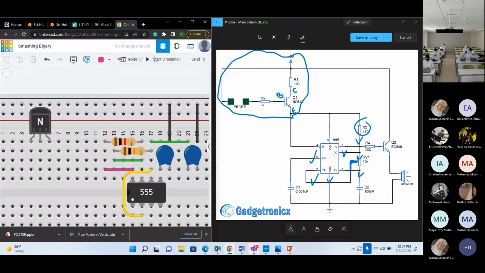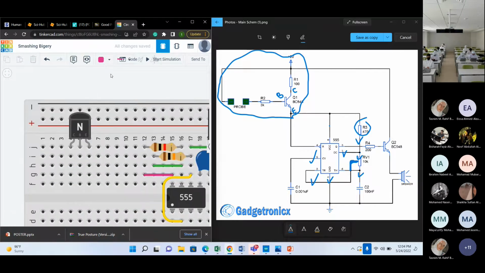Yes, exactly, the right side. See, E is the emitter, which is this one here, the one at the bottom. B is the base, which is the center one, and C is the one on top. Okay? Are we clear? So what are we going to do now?